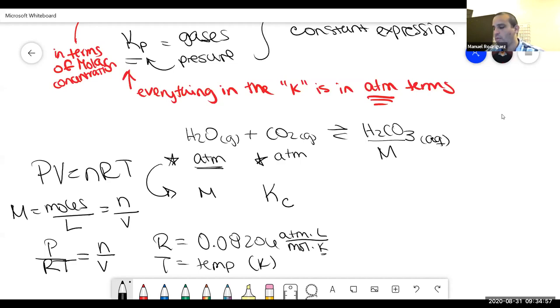So if you have a reaction where you have aqueous and gases, you can always change gases to molar, but you cannot change aqueous to ATMs, because there is no pressure with something that is aqueous. So that's why if you have at least one thing that is aqueous, you have to make a KC. But if you have all gases, you can just calculate the KP, which is keeping everything in terms of gases. So, how is that?